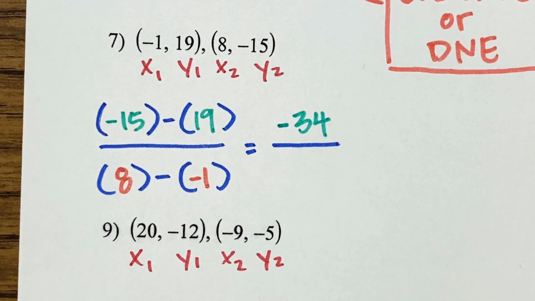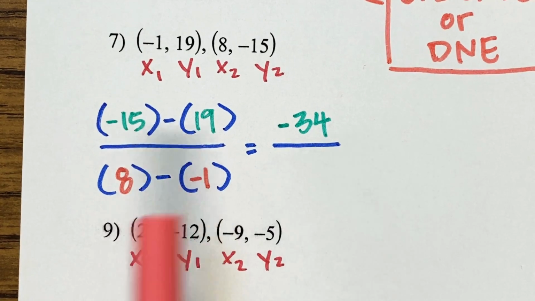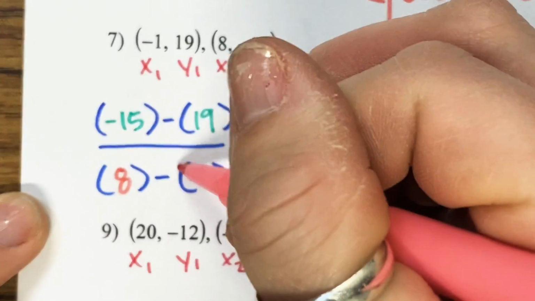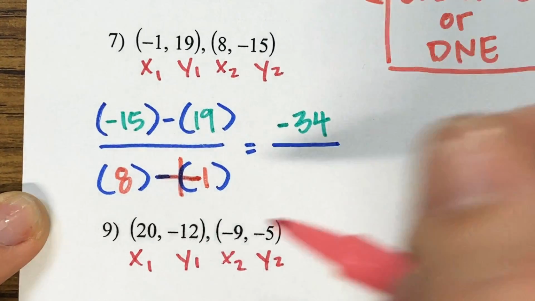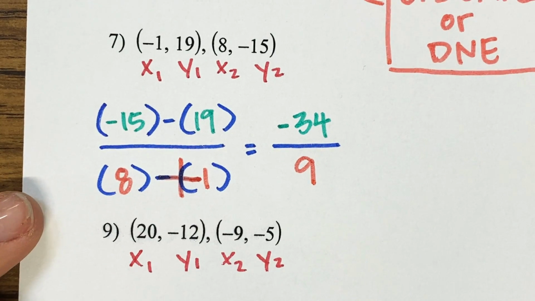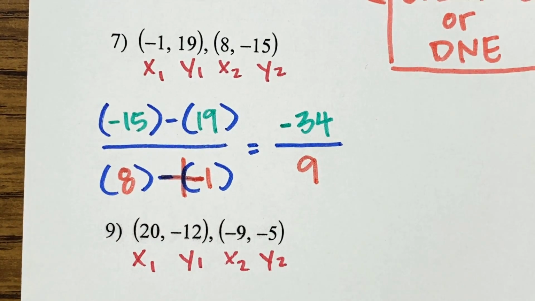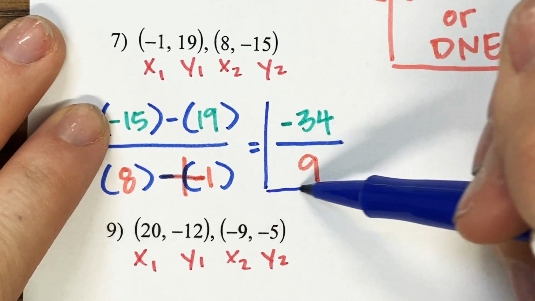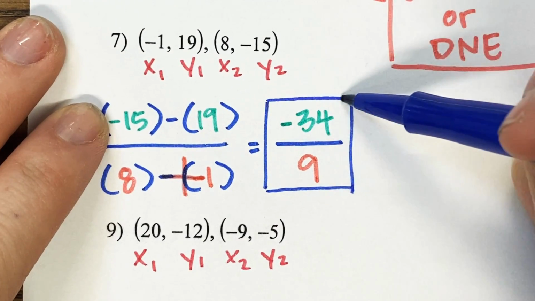On bottom we have 8 minus a negative 1. Again, we have these double negatives right next to each other. What does it turn into? Positive. So now we have 8 plus 1 is 9. Negative 34 over 9 can't be reduced anymore, so it stays negative 34 over 9.